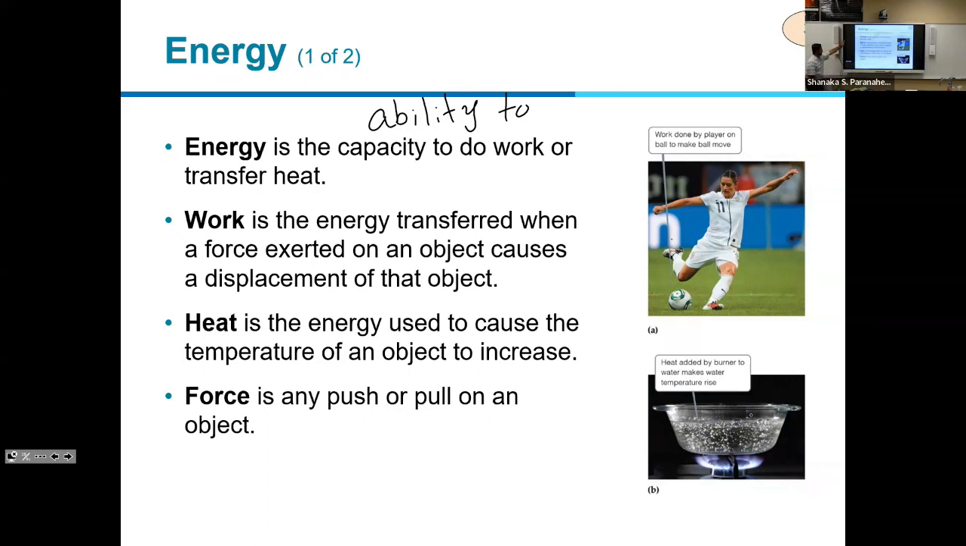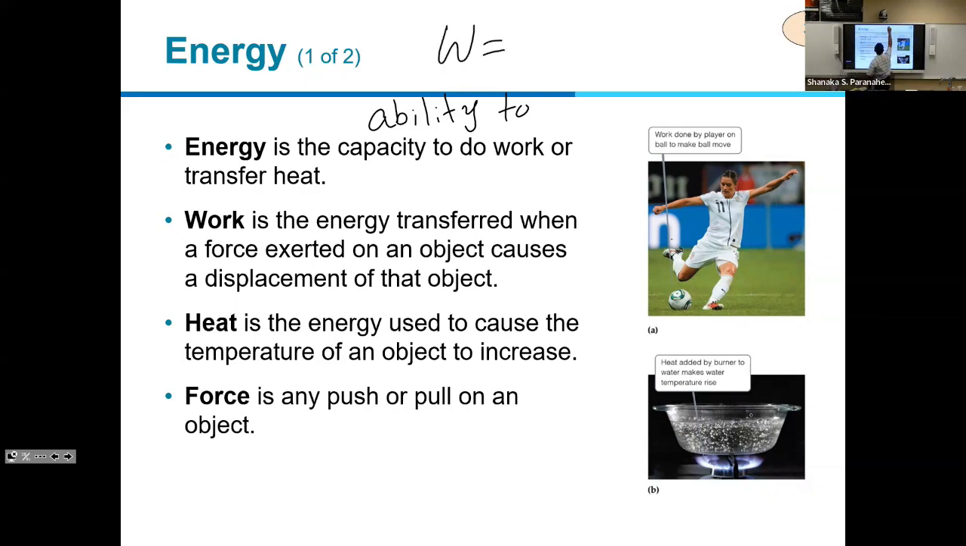Work is the energy transferred when a force is exerted on an object causing a displacement of that object. For example, if I push this bottle from here to here, I'm doing work. In order to do work, we have to have two things. The first one is force. Force is any push or pull. That's the definition of force. The next one is displacement. This bottle moves from here to here. We have to have both of those to do work.